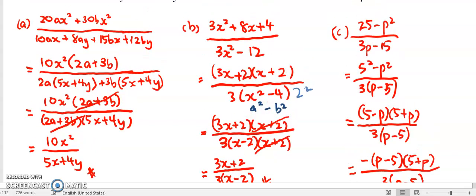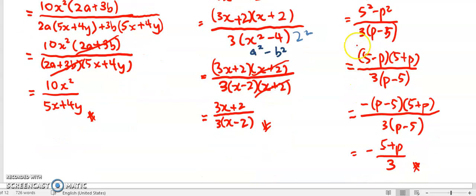Okay, for example C, alright, 25 minus p squared. 25 is 5 squared. So 5 squared minus p squared, we have a squared minus b squared here again. Alright, and in the denominator we can factorize out 3. Okay, so we use the special identity to factorize 5 squared minus p squared. We'll go and get the next step.